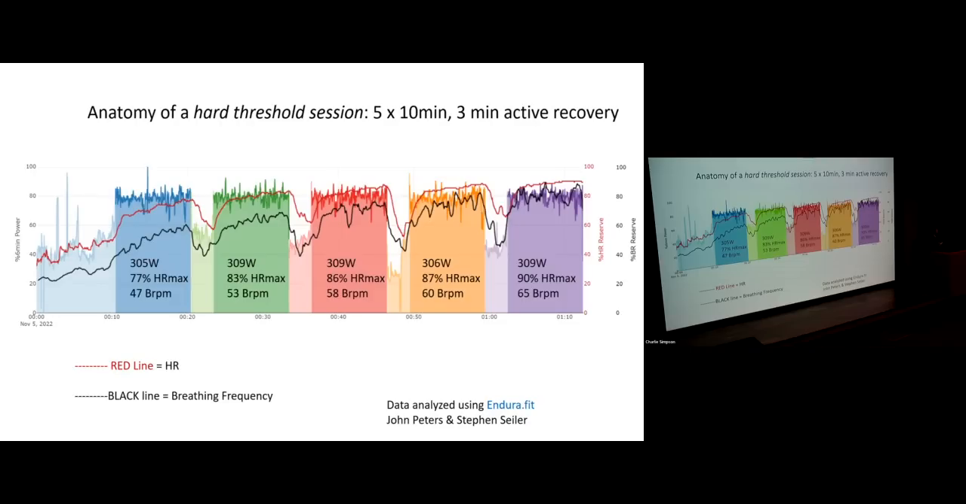So we're looking at using ventilation to help us do a better job of quantifying how deep this athlete is going in addition to heart rate, because heart rate doesn't tell the whole story at high intensity because of ceiling effects.